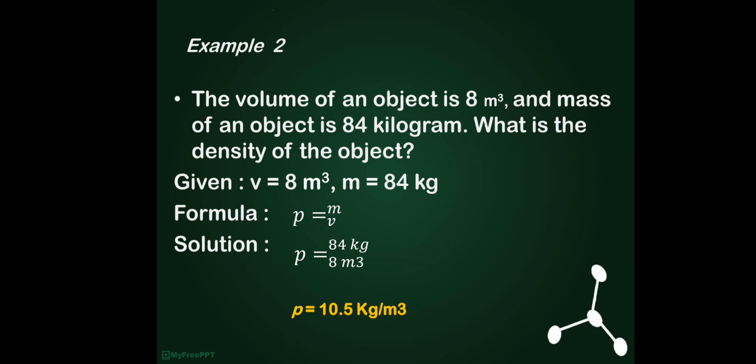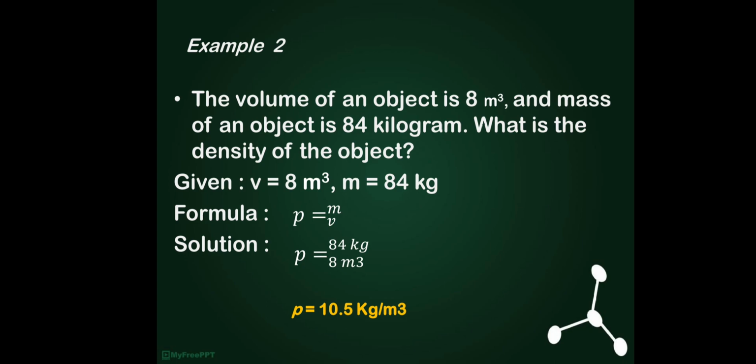So it's very easy to know that the term that we'll be looking for is density. For the given, we have volume 8 cubic meter, and for the mass, we have 84 kilogram. The formula, since we are looking for density, is p equals mass over volume. So solution, very simple: we have 84 kilogram divided by 8 cubic meter.